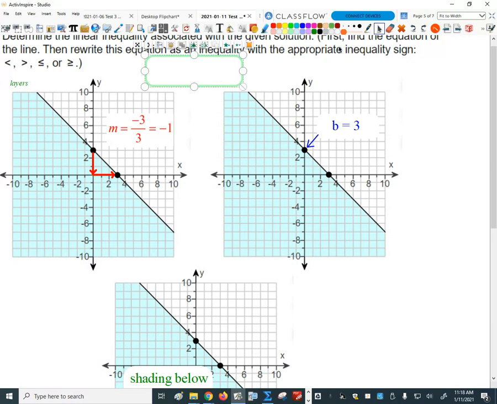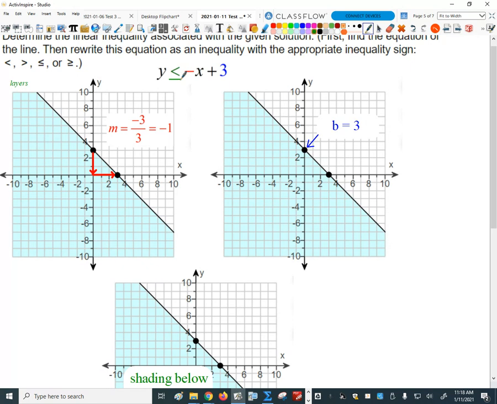Yeah. Okay, so would it be y is less than or equal to negative 1 plus 3? Negative 1x, right? Negative 1x, yeah. Sorry. Negative 1x plus 3. There we go. Okay, and we need to have an equals there, don't we? Because it's a solid boundary line.